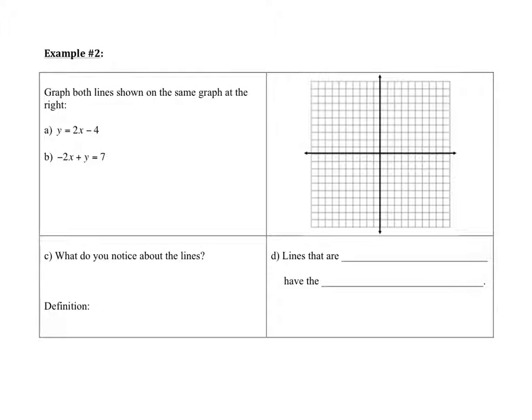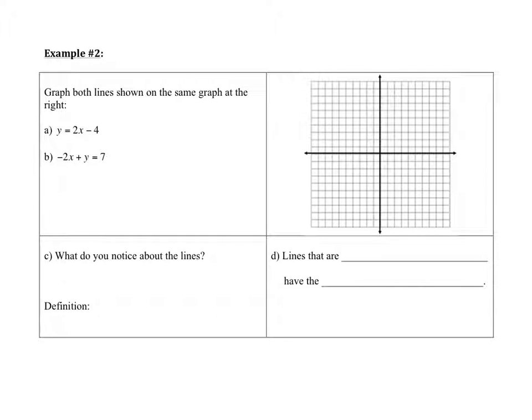Example number 2, graph both lines shown on the same graph at the right. Let's start with part A. So we have y equals 2x minus 4. The y is already by itself. Since y is by itself, I know that the number in front of x, so the coefficient of x, is the slope, and the constant term is the y-intercept.